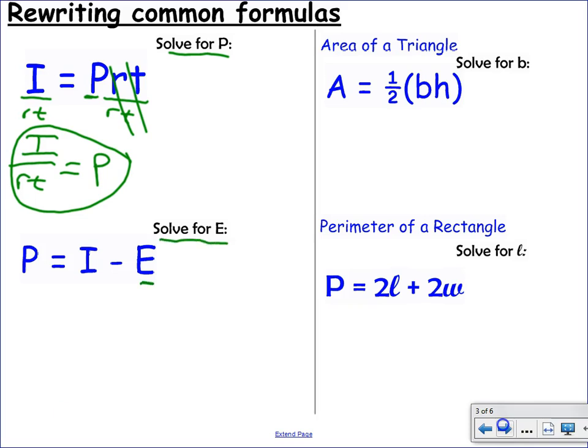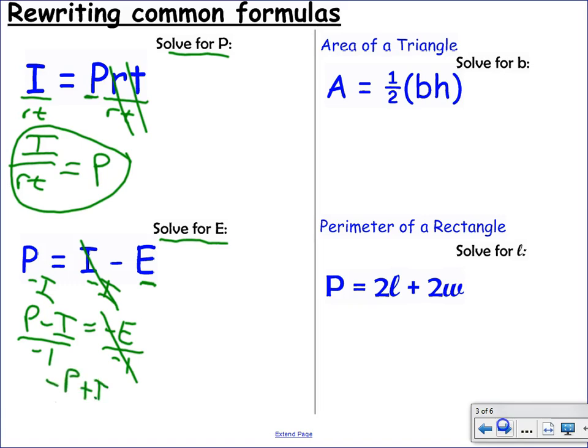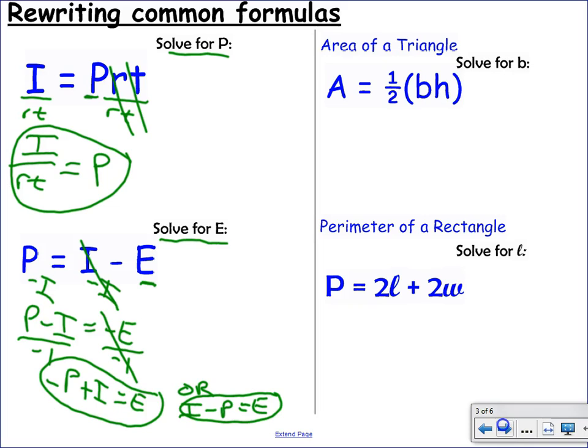Next one, profit equals income minus expenses. Solve for E. Well, we got to get E by itself. Subtract I because it's a positive I. So P minus I equals negative E. E by itself, divided by negative 1, because it's really negative 1 times E. So that gives us negative P plus I. If you really wanted, you could flip that around using the commutative property: I minus P. Either way works.